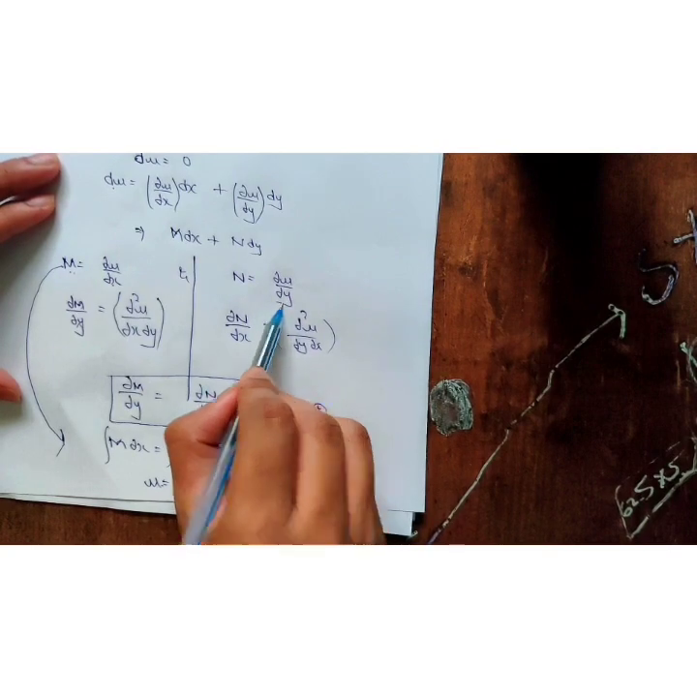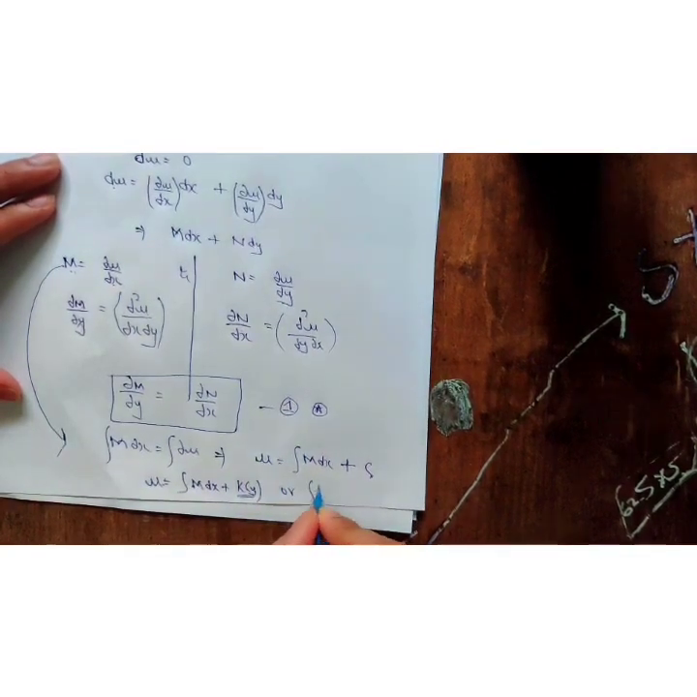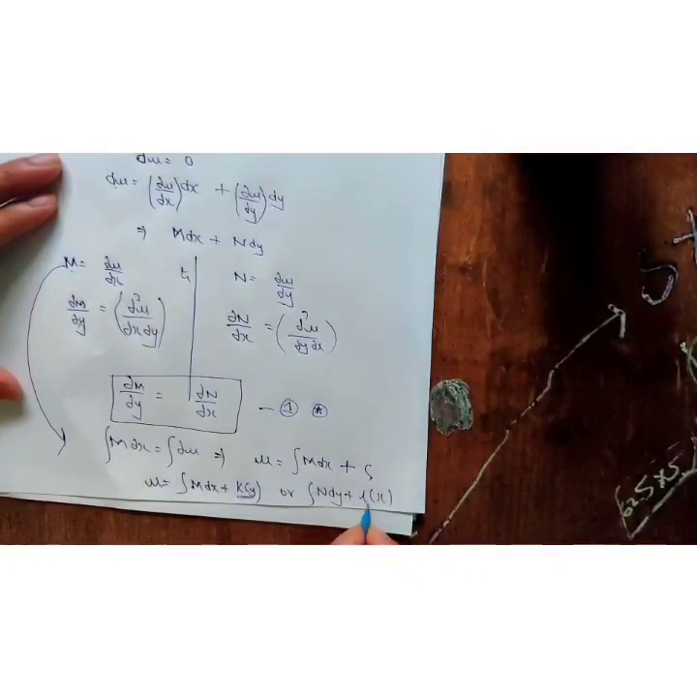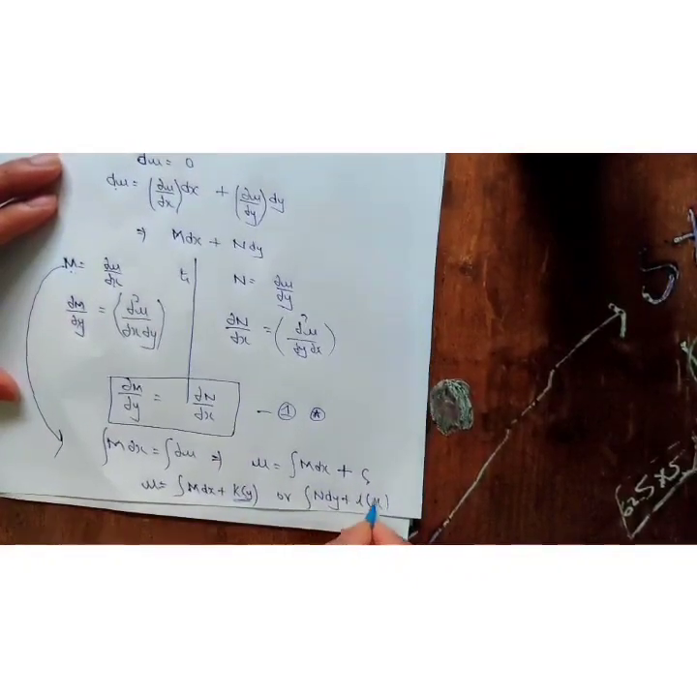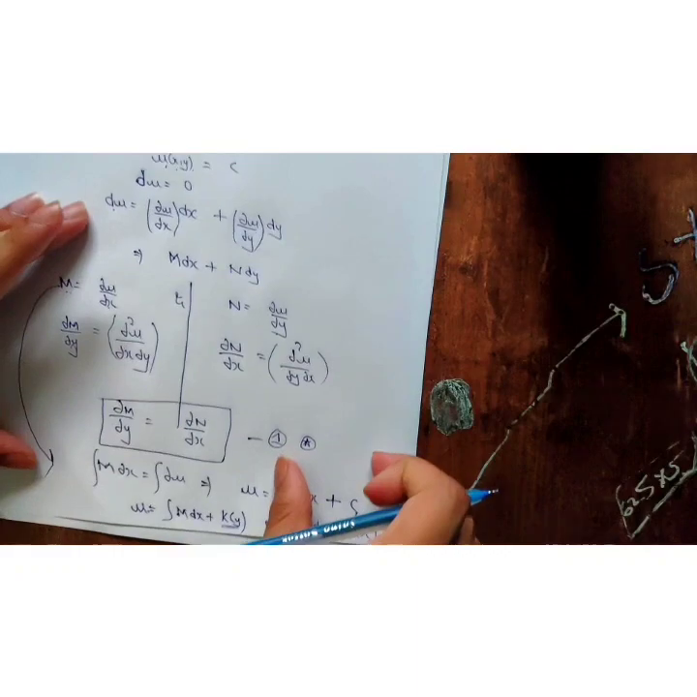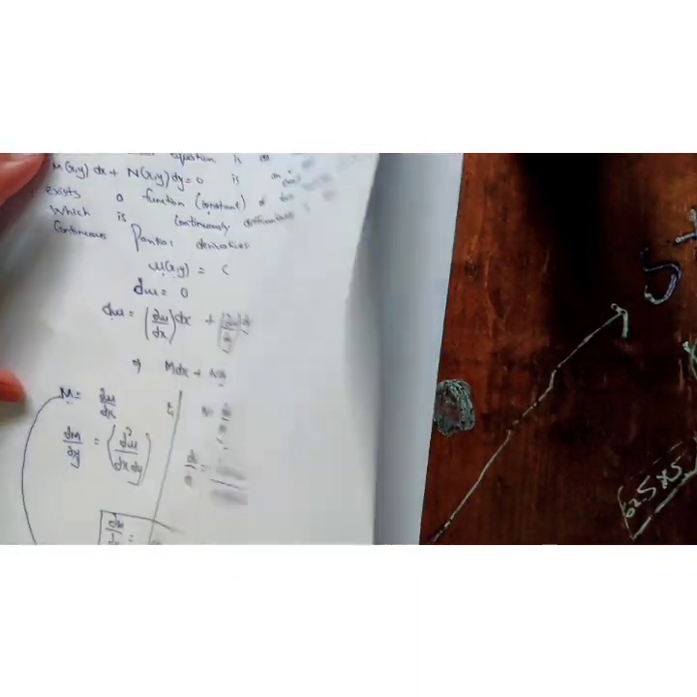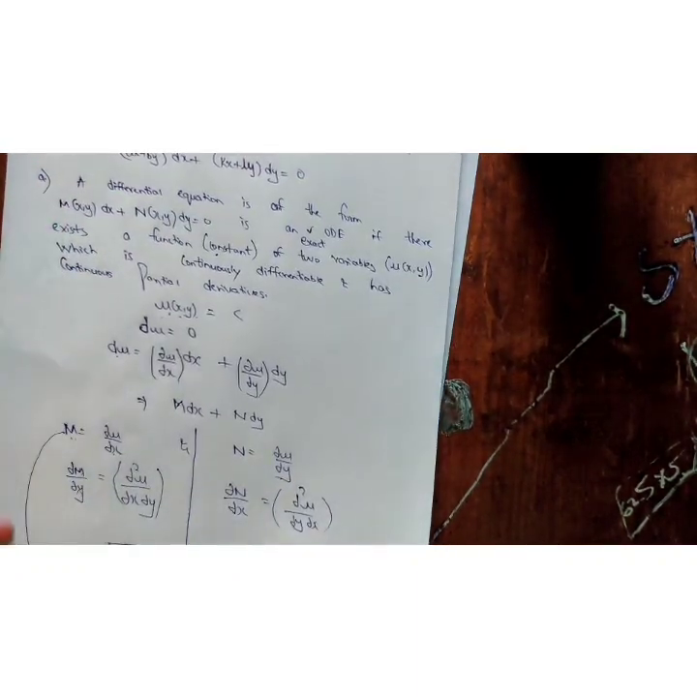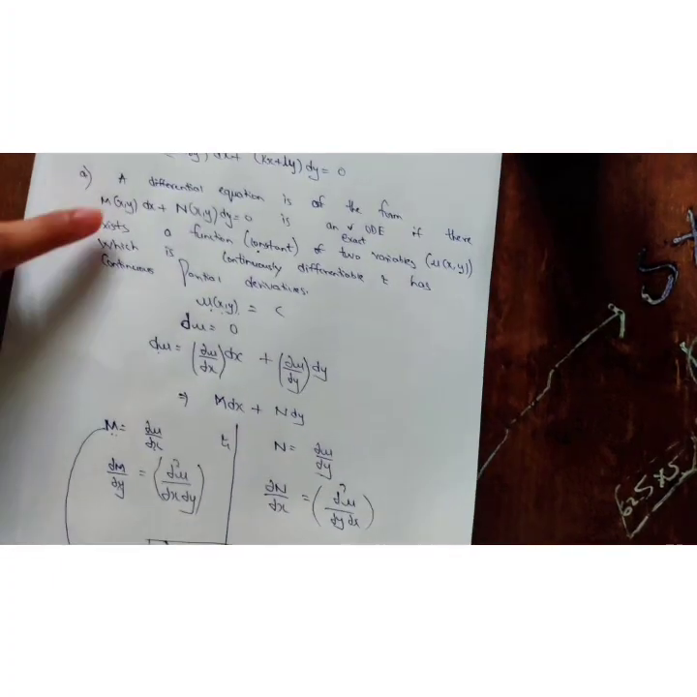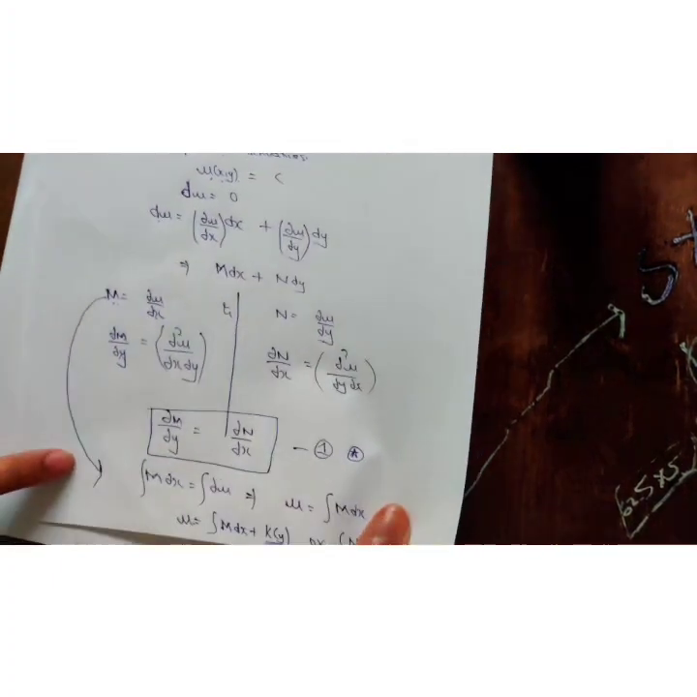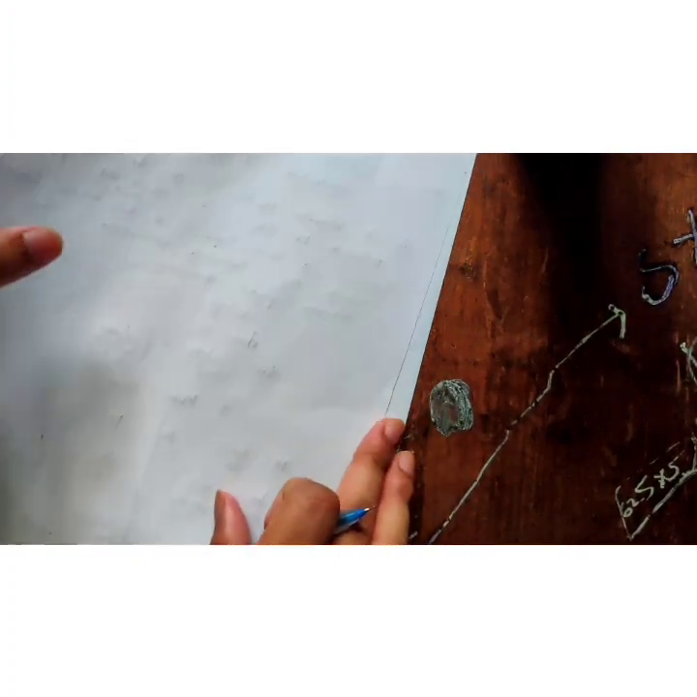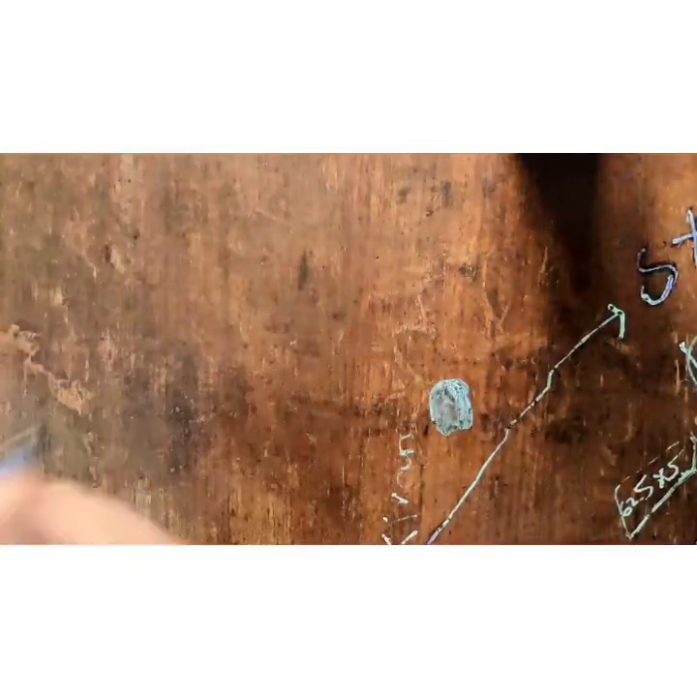If we use this condition and derive, we'll get the integral of n dy plus L of x. Here the constant will be in the variable x. Simple, very simple. Okay. Now these are the criteria to show whether a differential equation is an exact ordinary differential equation.